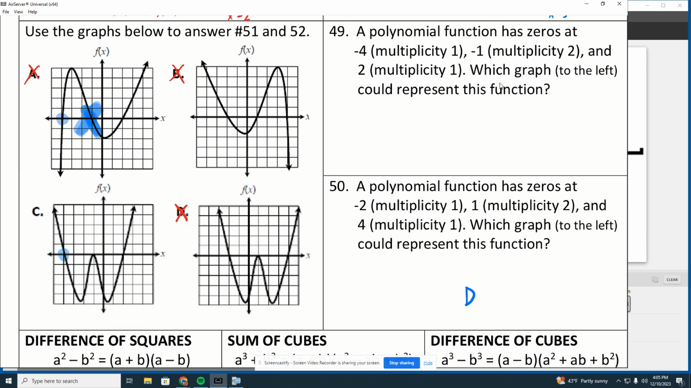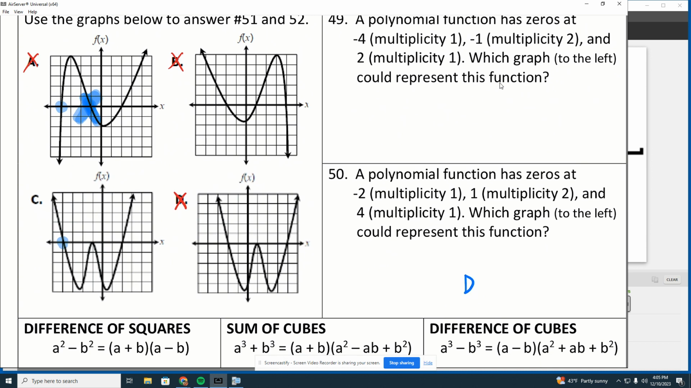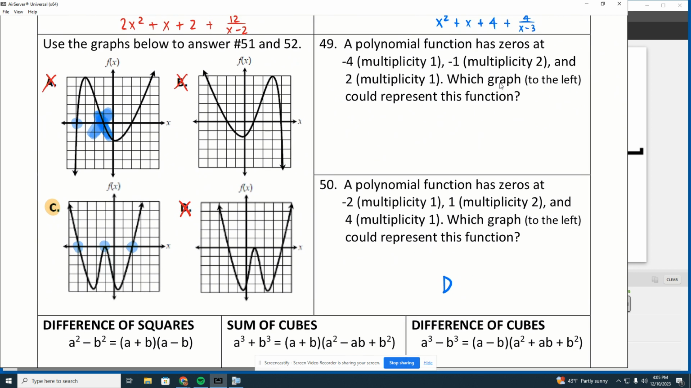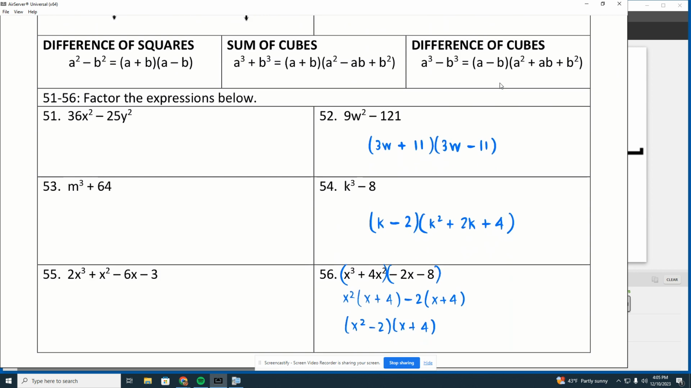So it's got to be C, right? Well, let's look. Is it coming up, touching it at negative 1, and then going right back down? Absolutely. And of course, as you can see, 2 is the last one with a multiplicity of 1. So it crosses it as well. So my answer here was definitely C. Okay? And you can hopefully reason using those same graphs with number 50. All right.